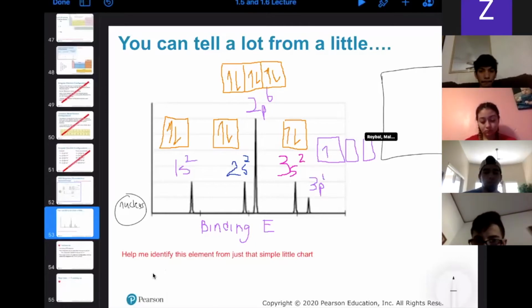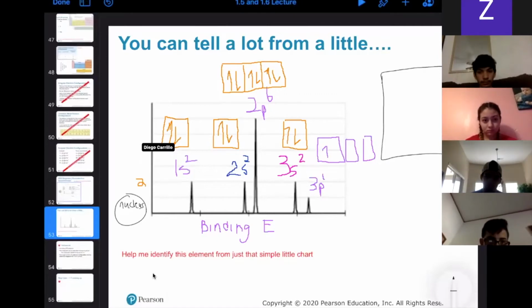Okay, does anybody want to label the y-axis? Or do you want me to do that? Okay, Caitlin said she wants me to do that. Oh, no, Diego's doing it.